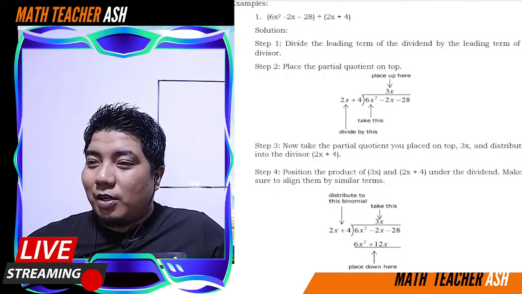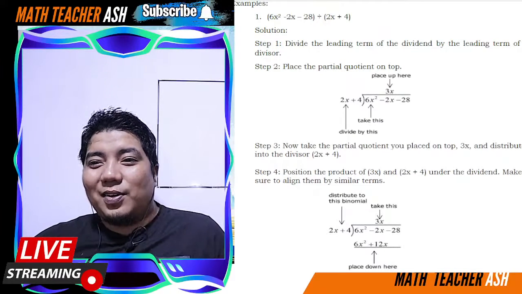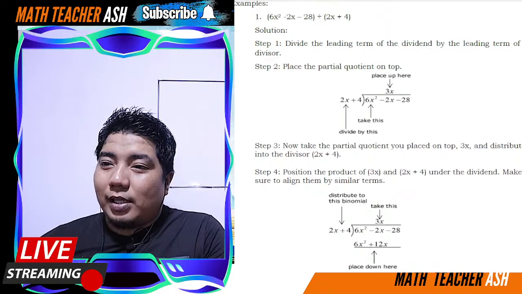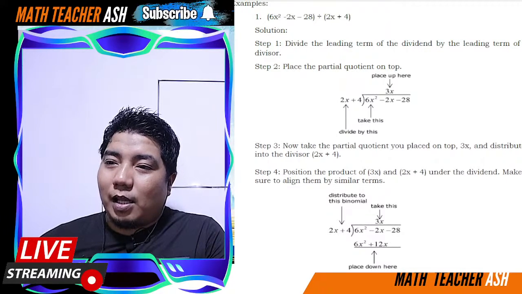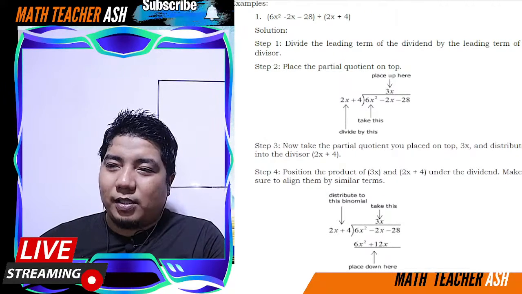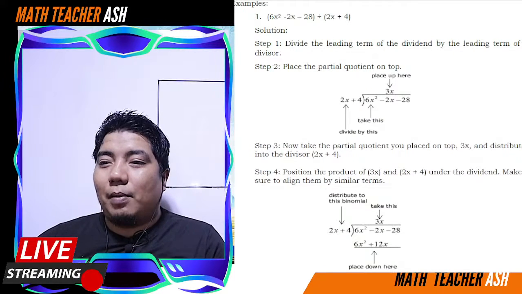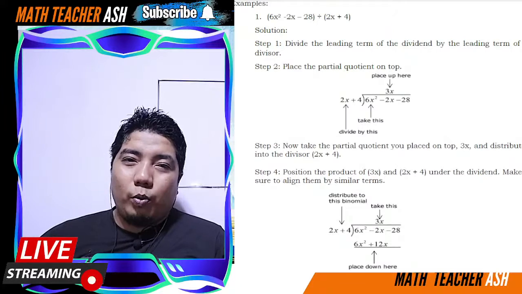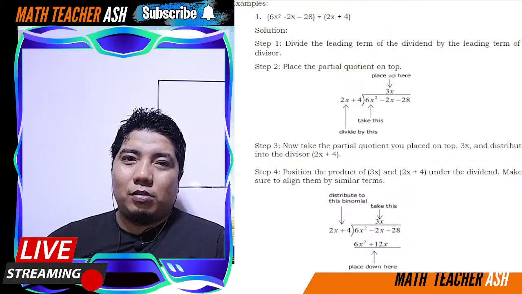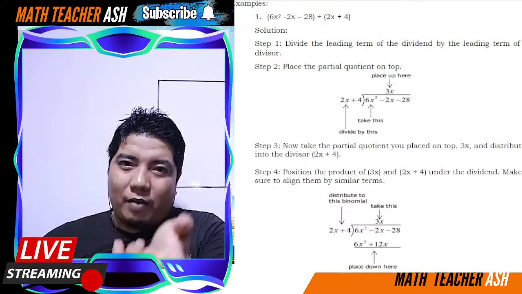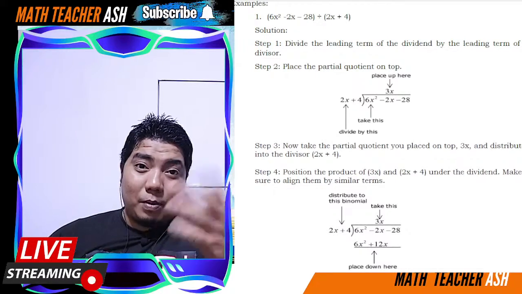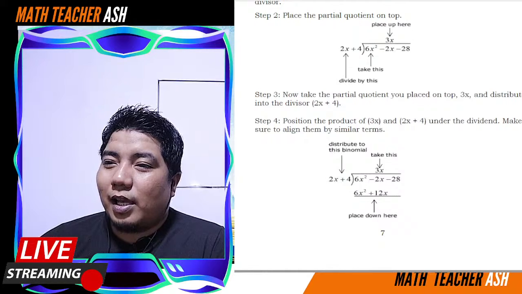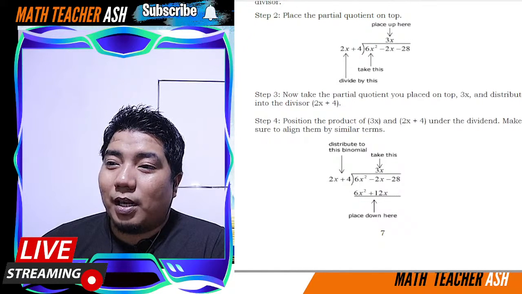Sorry, medyo nagkaroon lang talaga ng konting difficulty. Okay, so we have here 3x times 2x, that is 6x squared. Then 3x times 4, that is positive 12x. Then what you will do is you subtract them. Same as the rule when you are doing your long division. Tapos after mo nakuha yung partial na quotient, di ba mina-minus natin? Okay. So 6x squared minus 6x squared, wala na matira.